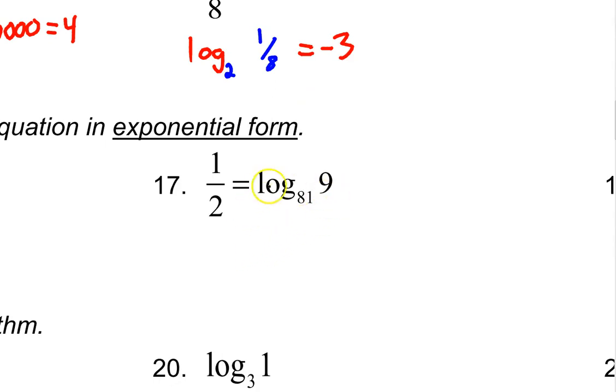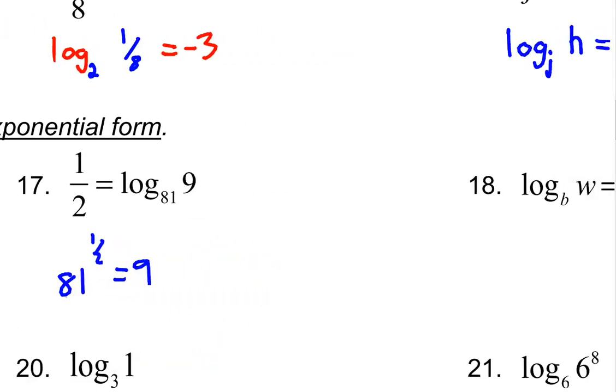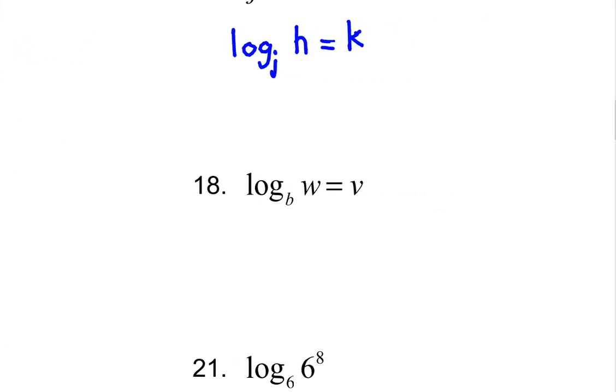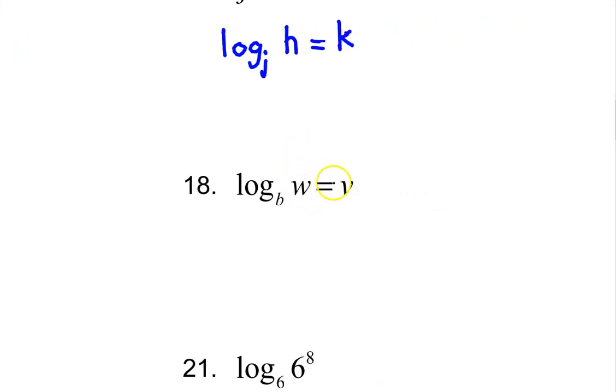Same thing here. Answer is an exponent. Base is 81, so 81 to the 1/2 equals 9. Right? And 1/2 power is the same as square root, so the square root of 81 is 9, so that makes sense. Lastly, just with variables, answer is the exponent. Here's our base, so we have b to the v will equal w.